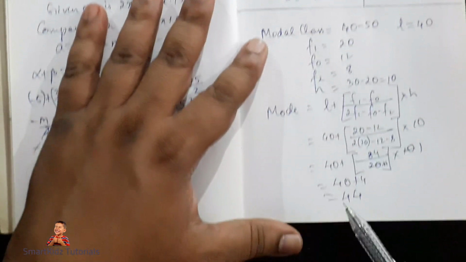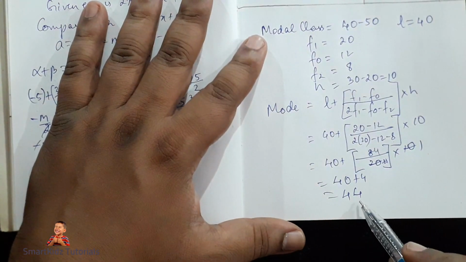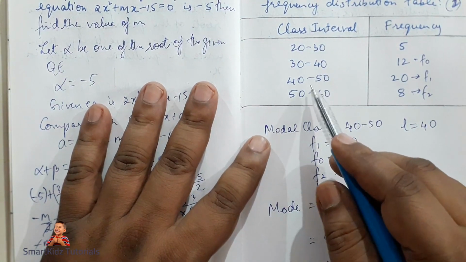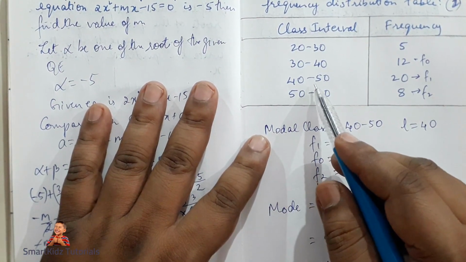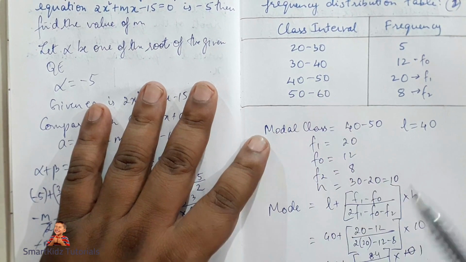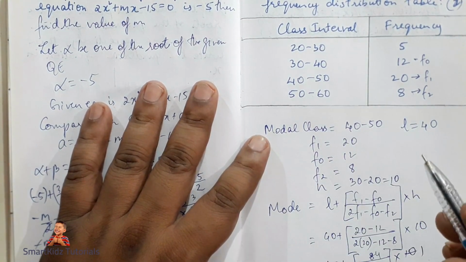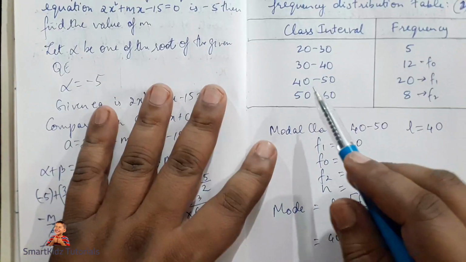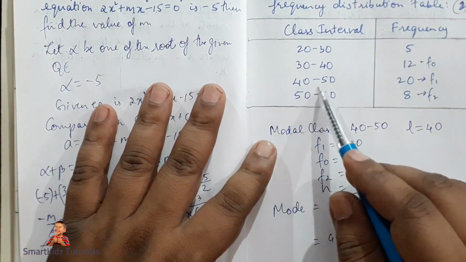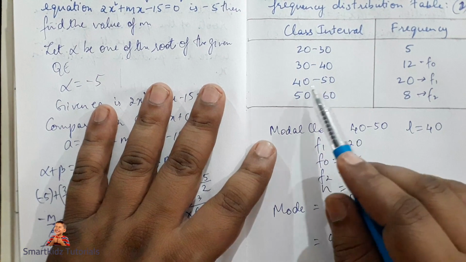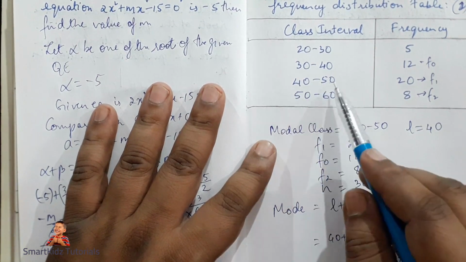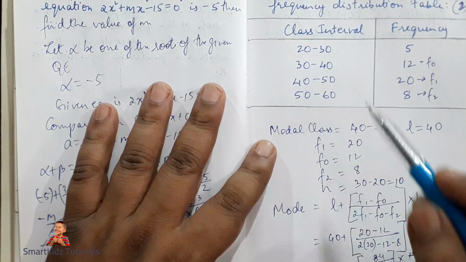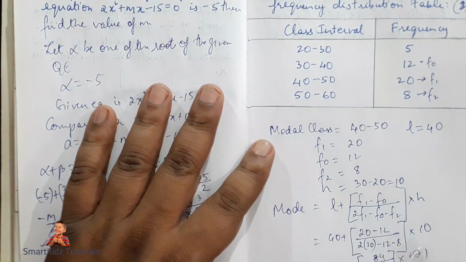I'm not saying that if you get the value of mode between your model class, it is correct, but at least you know that it is not incorrect. You can certainly be sure that it is incorrect if the mode that you get does not fall within your model class. That is, if you get something in the 30s or something in the 50s, beyond 50 I mean, then surely something is wrong. You have made a mistake somewhere.